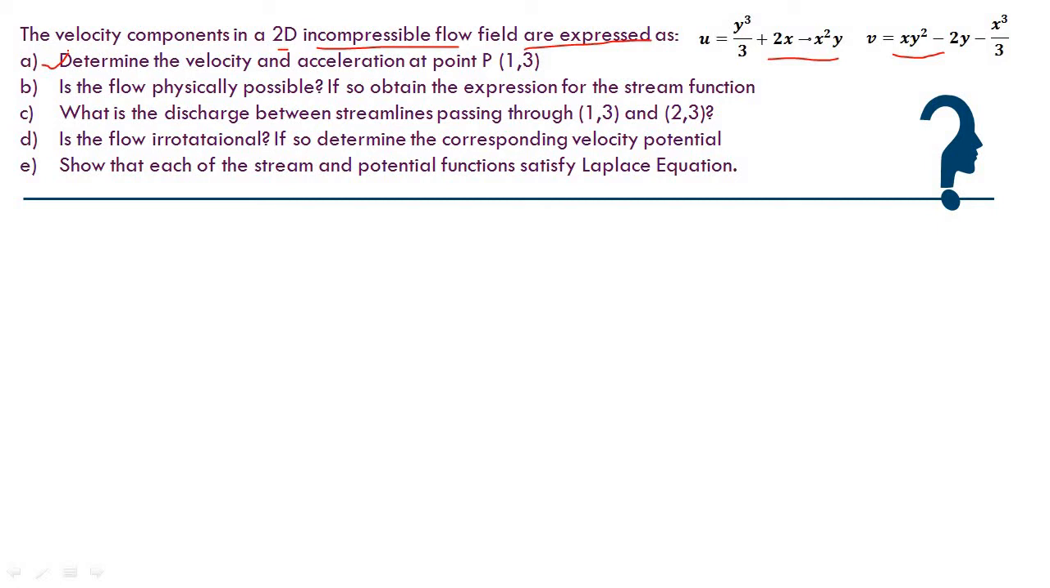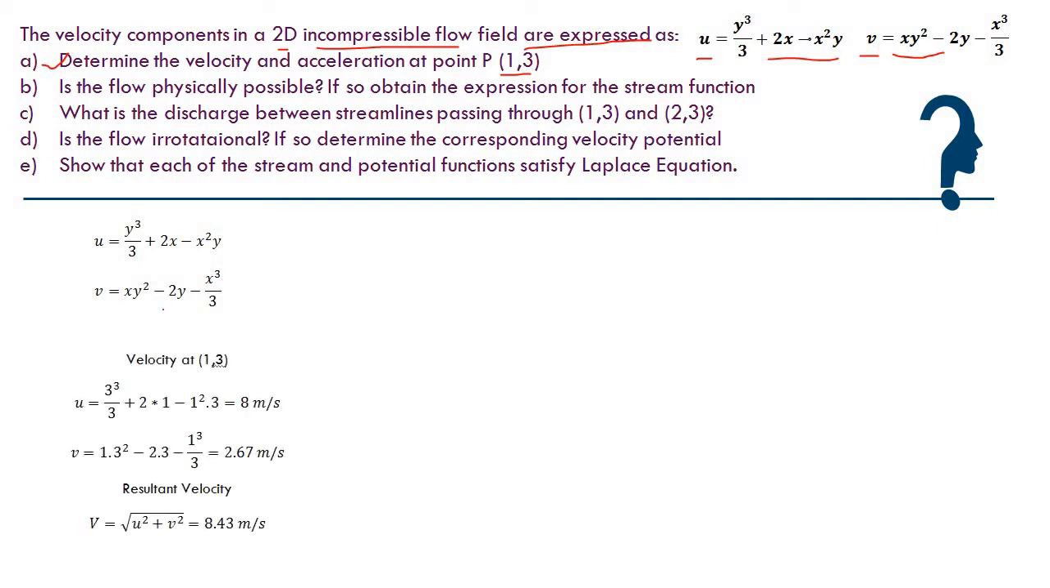So how to get this? This is the basics. Velocity components u and v are given in terms of x and y. Here at this point the x coordinate is 1 and the y coordinate is 3. You just apply y equal to 3 and x equal to 1 in the equations for u and v. You will get the velocity components, and the resultant velocity, as we have already done in many problems, is square root of u square plus v square. At (1, 3), u is 8 meter per second, v is 2.67 meter per second, and the resultant velocity is 8.43 meter per second. So we are quite familiar with this calculation.